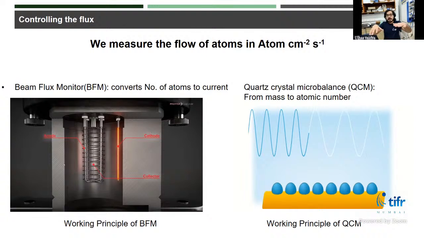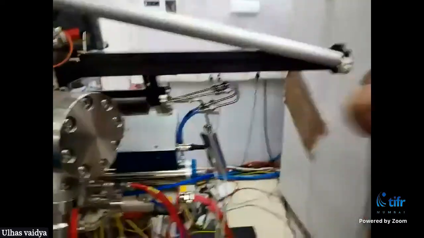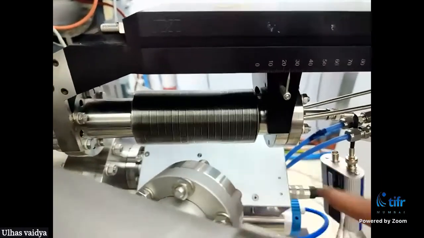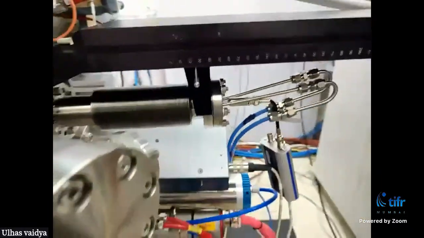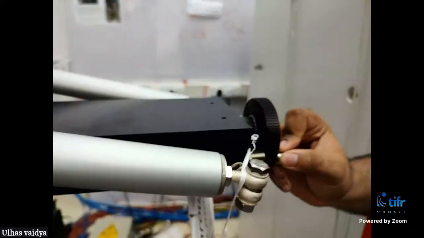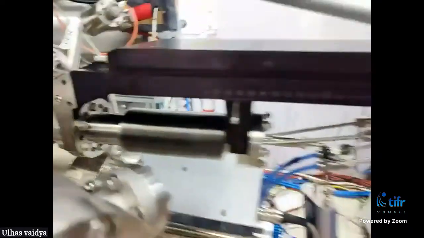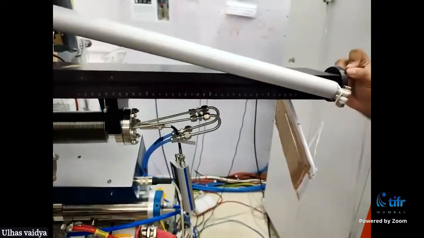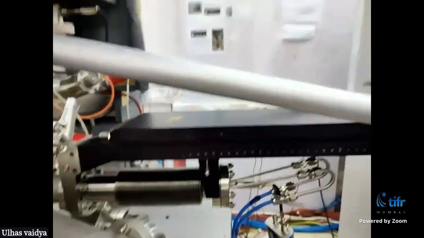Yes, so we put our QCM, as you have seen, the beam flux monitor was just below the substrate. Similarly, we have some flexible bellows. So Sankadeep may show that. So here, this thing is a flexible bellow. And we can move it by rotating this thing. If we rotate it, the bellow is expanding, and so the QCM, the monitor, will come out. And if we rotate it in this way, it is going in.